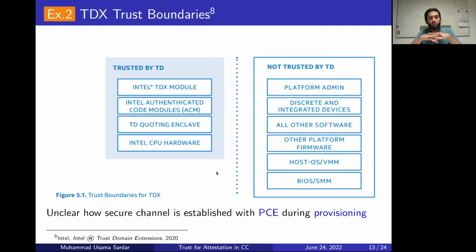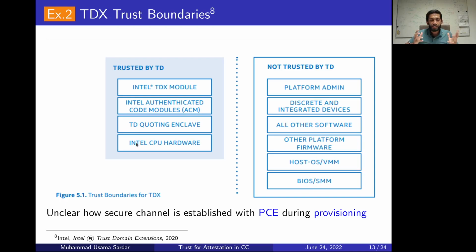Right, so the next example I want to describe is about trust boundaries, what is trusted by the trust domain and what is not trusted by the trust domain. So Intel claims that the things which are trusted by the trust domain are the Intel TDX module, the ACM module, the TD quoting enclave and the Intel CPU hardware.